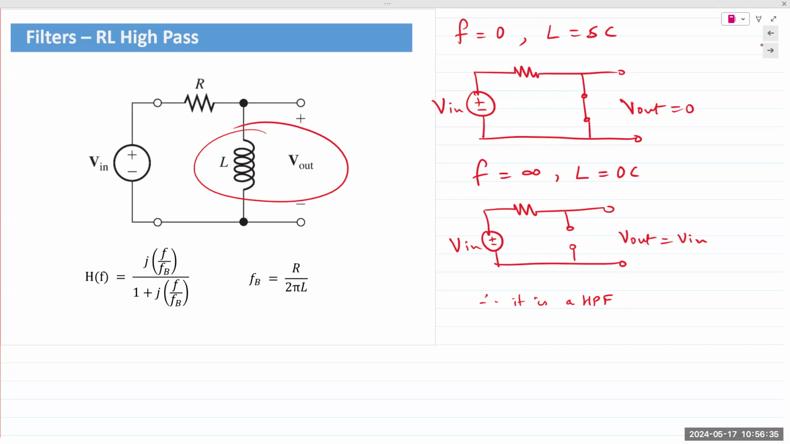It's the same RL circuit, no difference. Series connection of resistor and inductor. If you take the output across the inductor, it behaves as a high pass filter. If you take the output across the resistor, it is a low pass filter. When I say it behaves like, it doesn't mean the behavior changes. It's the same behavior. If you want a high pass filter, you take the output across the inductor. If you wish to use it as a low pass filter, then you take the output across the resistor. That's what it actually means.